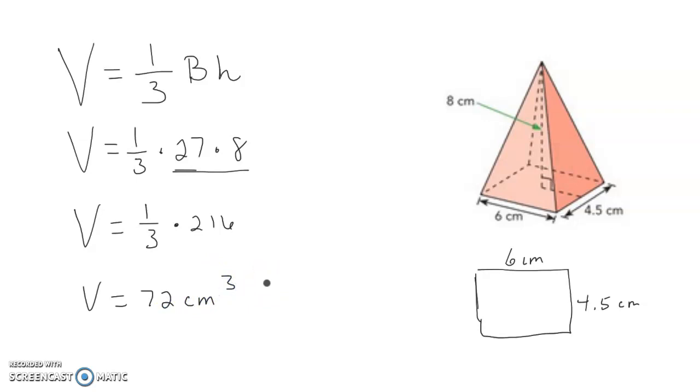Now, I could have done this differently. If I just looked at it and said, well, 1/3 of 27 is 9, and then 9 times 8 is 72. You could certainly do that, but more often than not, the numbers aren't going to work out all that easily. There'll be more complicated numbers. So that's why I prefer to multiply these two numbers together and then divide by 3. Okay, let's try the next one.